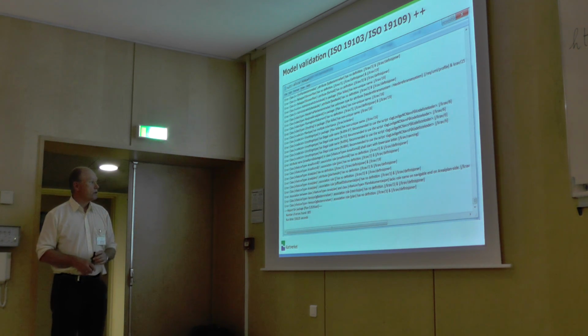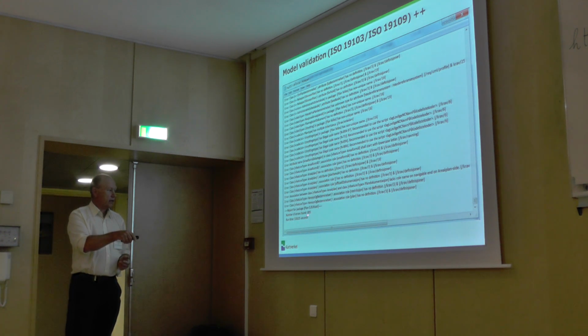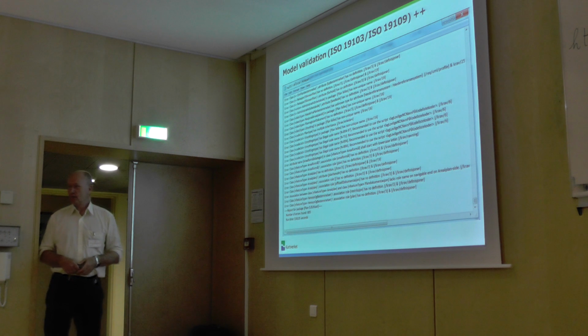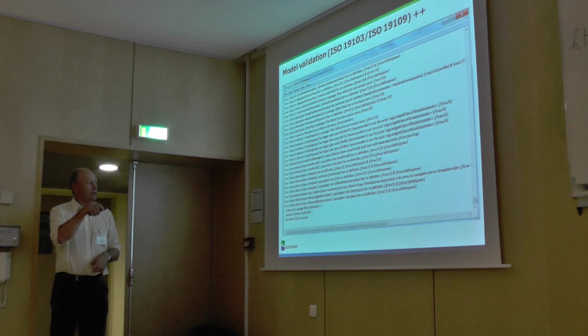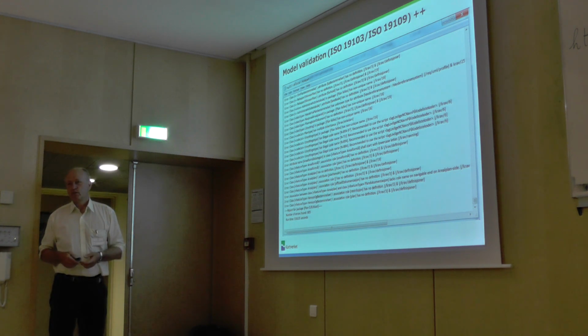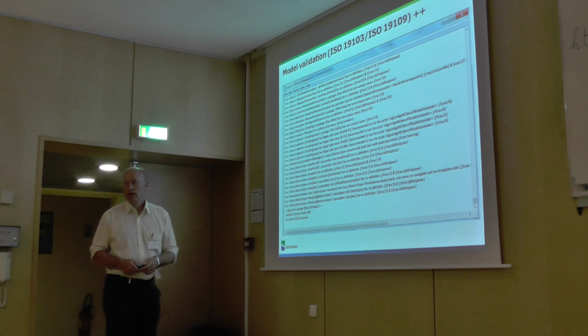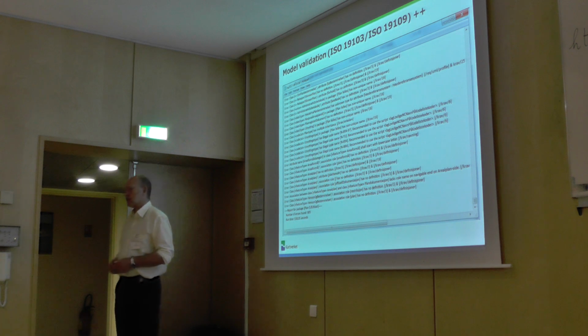And when I ran this the last time, I found 885 errors. Then I did not run all the warnings. And a lot of this goes to missing definitions. For example, if attributes do not have a definition, you will get an error. If an association role has no definition, you will get an error.